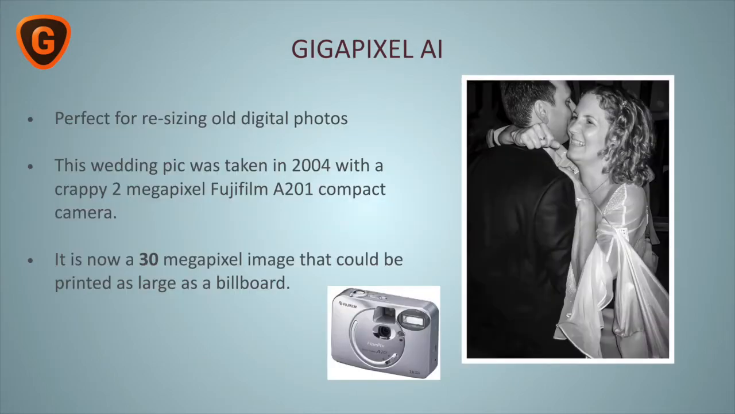I've actually found it to be perfect for resizing old digital photos, and that's one of the big uses for it, I think. For instance, this wedding photo I took with a fairly crappy Fujifilm compact camera from the early 2000s, a 2 megapixel camera. The original picture wasn't that detailed. Now upscaling it, it's equivalent to a 30 megapixel image that could be printed extremely large, and there's a lot of detail now returned into the image. So again, it makes it fantastic to take old digital photos, perhaps from a decade or 2 decades ago, and use the Gigapixel to upscale them.